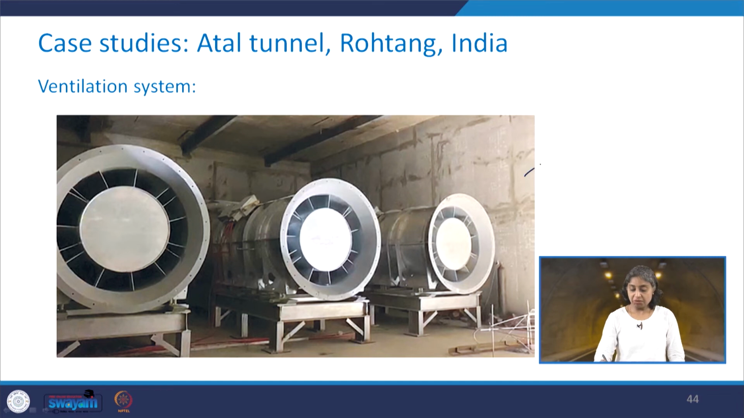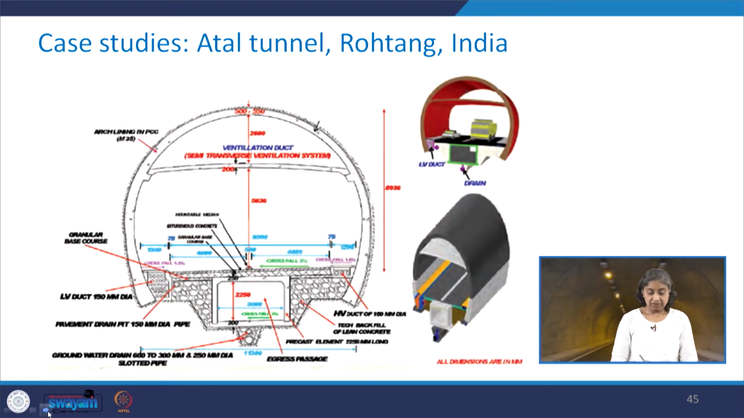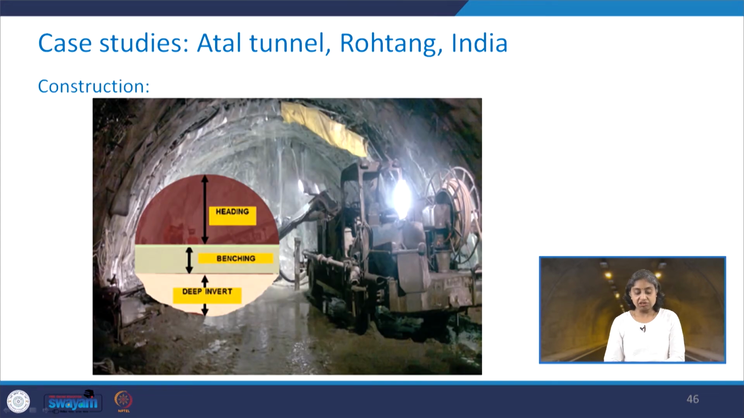The ventilation system, a look at that. So this is how the cross section of the tunnel looks like. Here you have the ventilation duct and all other aspects. It may not be very clear, but it is giving you an idea of how the horseshoe shaped tunnel cross section will look like, how the support system was installed, where the ventilation duct is, and all other details. The construction was done using the heading and benching method. This was the heading, and a bench was created, and then a deep invert was also there.